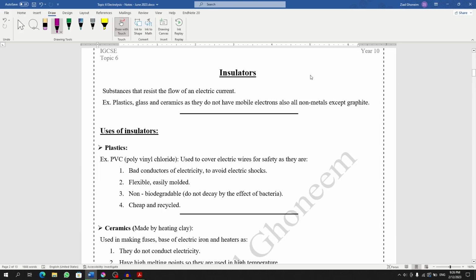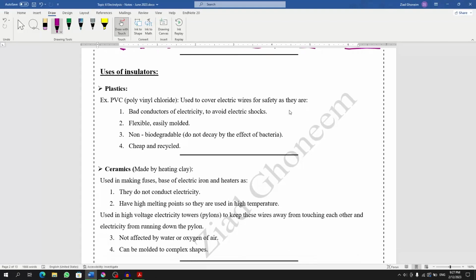Let's talk about insulators. Insulators are the opposite of conductors. These are substances that resist the flow of an electric current. Why do they resist the flow of electric current? It's because they do not have any mobile electrons, and of course they can't be ionized, so there are no ions, and no freely moving electrons. Examples of insulators are plastics, glass, ceramics, and of course all non-metals except for graphite.